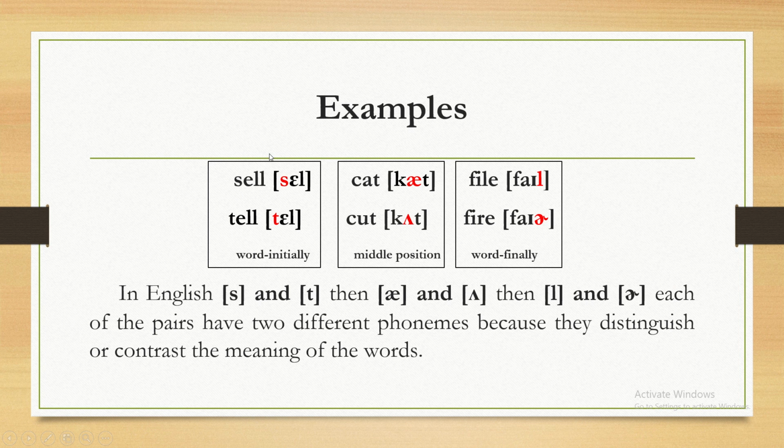position. For example, this minimal pair differs in the word-initial position, sal and tal, s and t. And this minimal pair differs in the middle position, cat and cut, a and u. And then the last one differs in the word-final position, file and fire, l and r. So we can conclude that each of the pairs has two different phonemes because they contrast the meaning of the words.